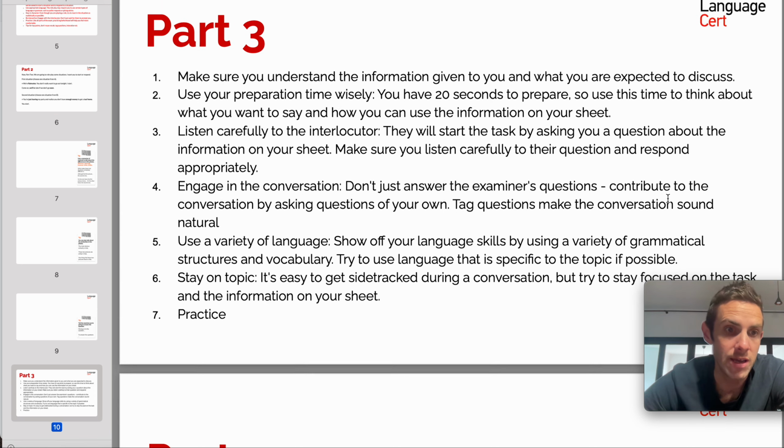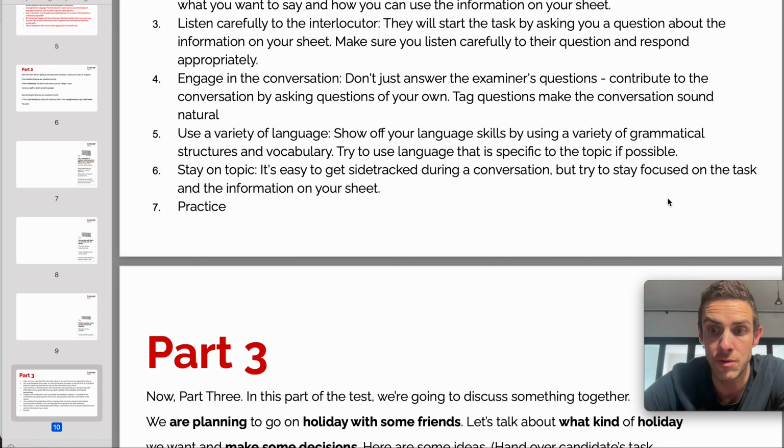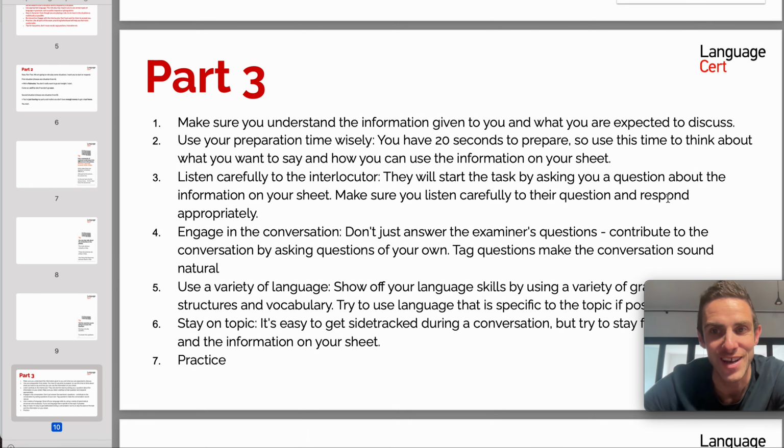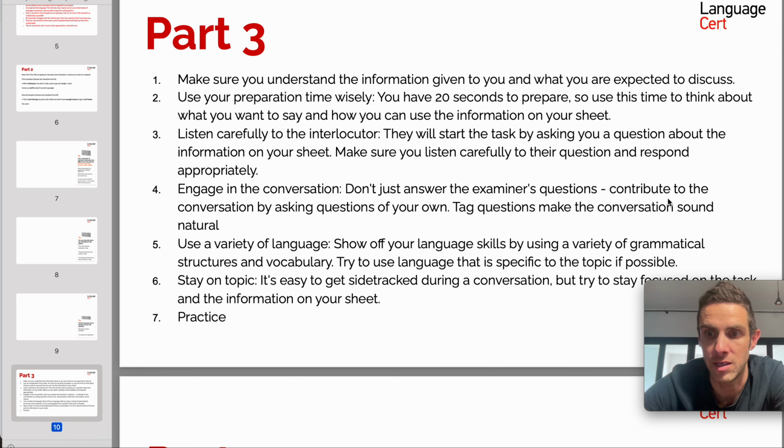So part 3, what do you have to do? You have to have a conversation with the interlocutor about a situation which they will introduce to you. Now you get some information and the examiner gets some different information. In this part, you really need to make sure you understand fully the information and the task and what you are expected to talk about. You get 20 seconds to prepare for this part of the exam.